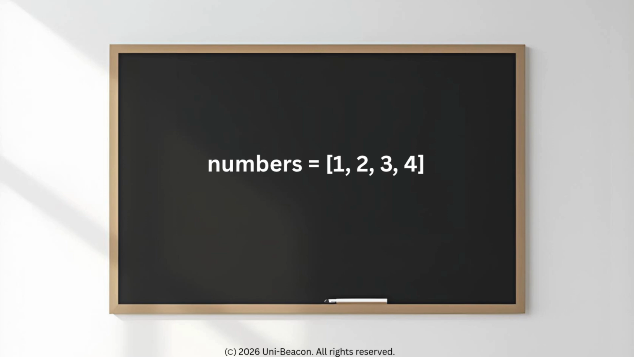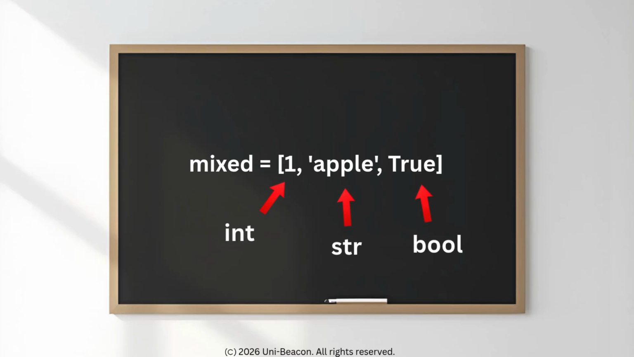numbers = [1, 2, 3, 4]. Or even mix things. mixed = [1, "apple", True]. Python doesn't mind. You can mix types in a list. We put quotes around apple because it's a word, not a number or a true false value. The quotes tell Python to treat it as text.